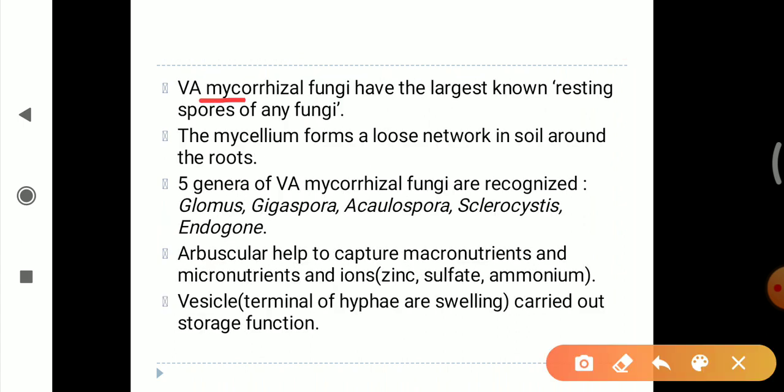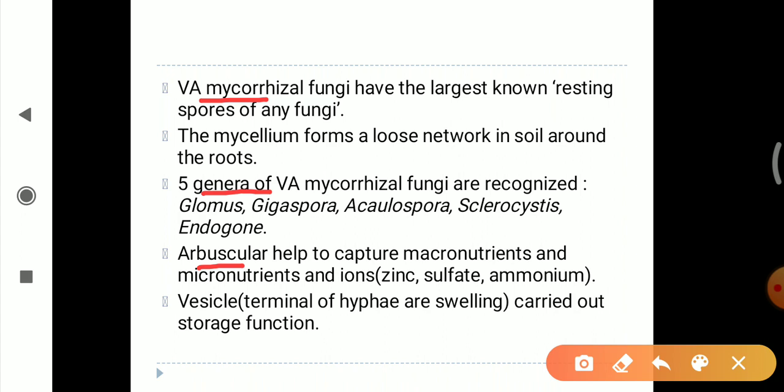VA mycorrhizal fungi have the largest known resting spores of fungi. The mycelia form a loose network in the soil around the roots. There are 5 genera of VA mycorrhizal fungi that are recognized: Glomus, Gigaspora, Aquilospora, Sclerocystis, and Endogon. Arbuscules help to capture macronutrients and micronutrients. Arbuscular means tree-like structure.